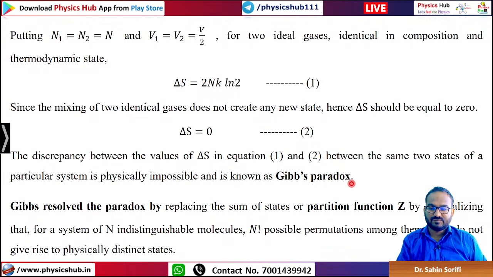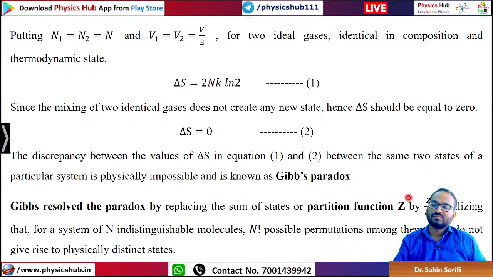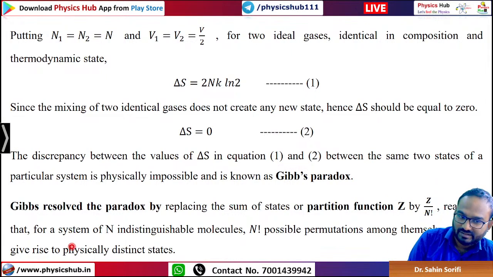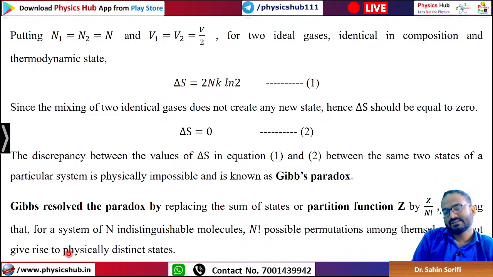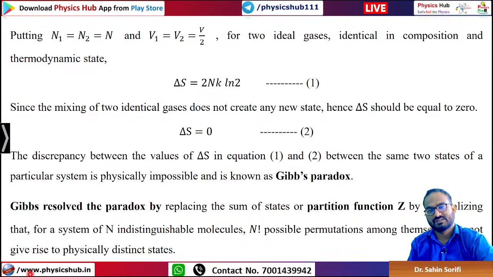Now, how was this Gibbs paradox resolved? It was resolved by dividing the sum over states, the partition function Z, by n factorial. We will talk about the partition function later on while discussing the canonical ensemble. So the partition function should be divided by n factorial to resolve the Gibbs paradox. And why is it divided by n factorial? Because you have n number of indistinguishable molecules. So n factorial possible permutations among themselves do not give rise to physically distinct states.